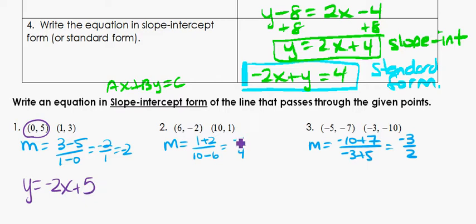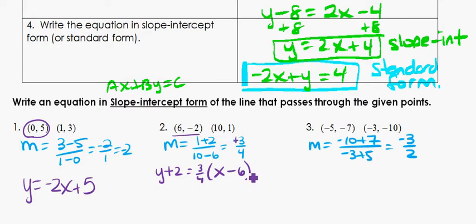In example 2, we calculate the slope to be positive 3/4, not negative 3/4. And then we choose one of the points, and it doesn't matter which point you choose. If you choose the point 6, negative 2, then you have the equation y minus a negative 2 gives us plus 2 equals our slope, positive 3/4, times the quantity x minus 6.